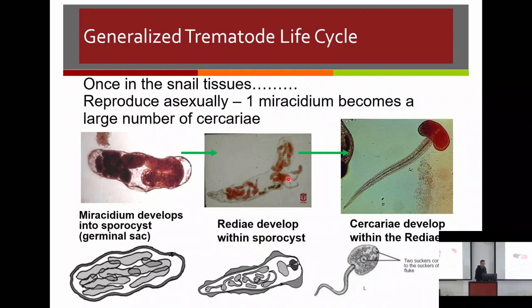Then in the next step, these small rediae will be developed within this sporocyst. So this is all sporocyst. Once they burst, they are further converted into this cercaria form, and that is developed within the redia. So the cercaria form always has this tail, and that is happening in the snail. So from here, the cercaria will burst the snail, and the cercaria will come out from the snail. Okay, so what happened next?